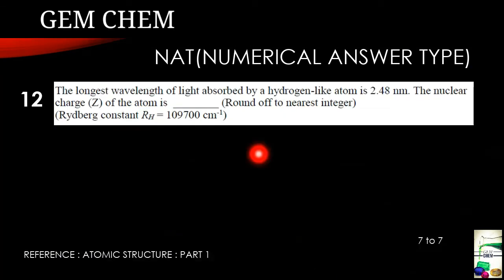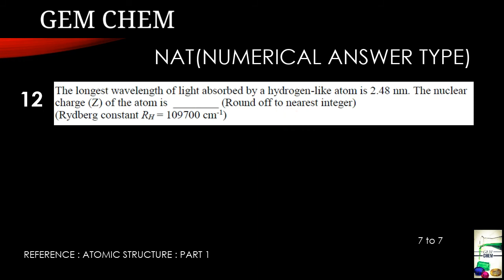Now we will go for the 12th question, and here we have seen that it deals with the chapter of atomic structure part 1 video again. So this is easy. Let us see. The longest wavelength of the light absorbed by a hydrogen-like atom is 2.48 nanometer. The nuclear charge of the atom is what? Round off to the nearest integer.